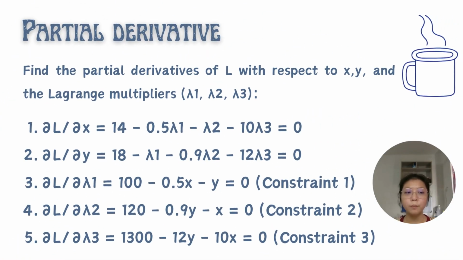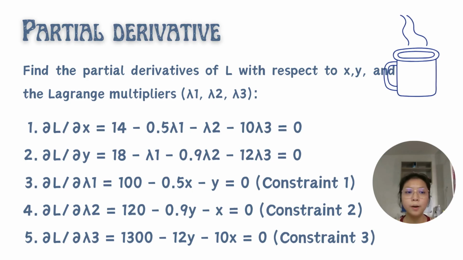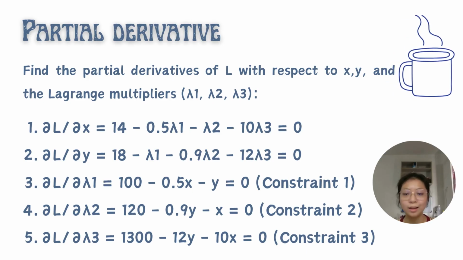To solve the problem, we calculate the partial derivatives of the Lagrange function with respect to x, y, lambda 1, lambda 2, and lambda 3. Setting these derivatives to 0 gives a system of equations. We take the partial derivative with respect to x, denoted as dL/dx.